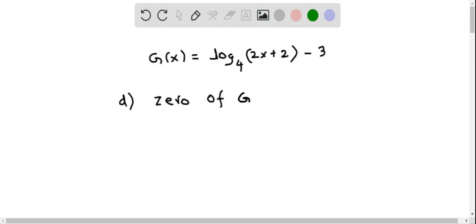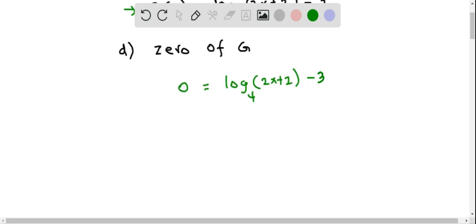In part D, we determine the 0 of g. For this, we replace g of x in the function g of x by 0. So let g of x be 0 and this equals log of 2x plus 2 base 4 minus 3. We now solve for x of this equation. So first I add 3 on both sides.